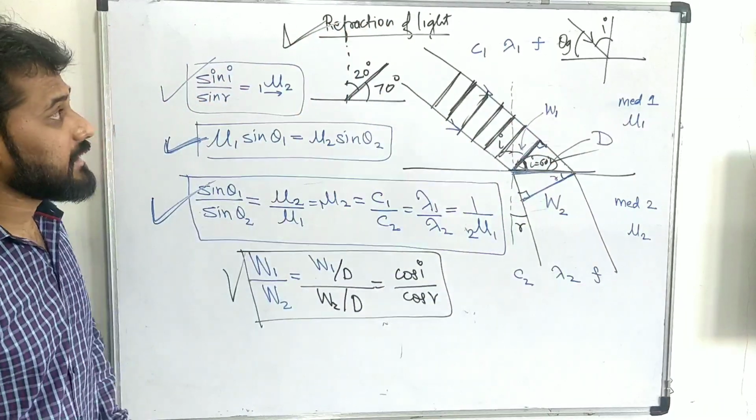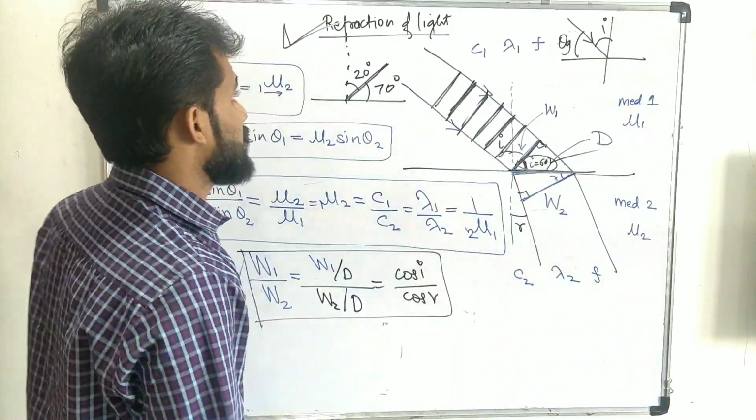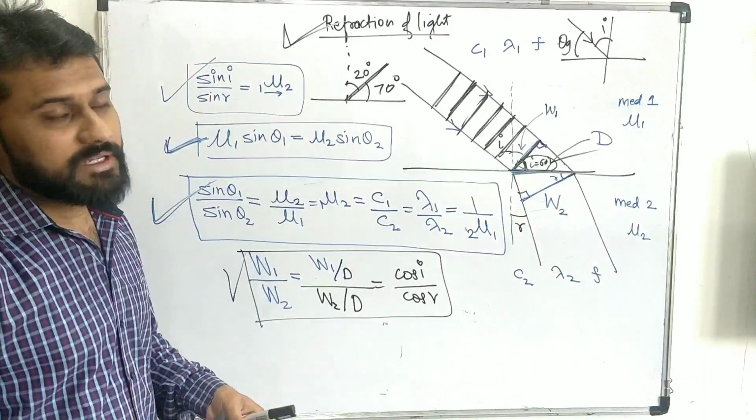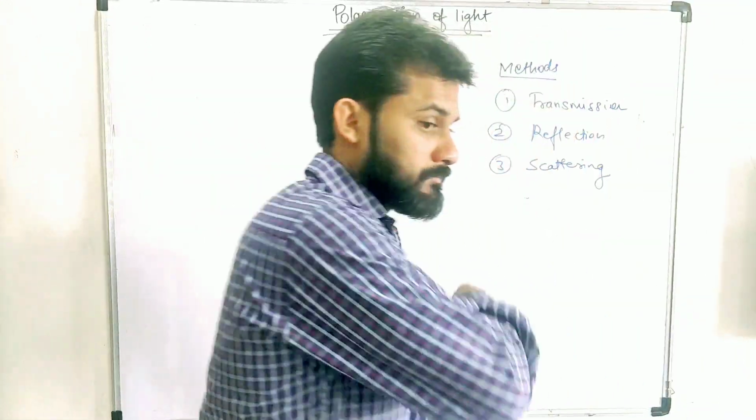So whether refraction of light part is covered, whether it is clear. So we will move to the next point and the last point, that is polarization, और उसके बाद Doppler's effect.